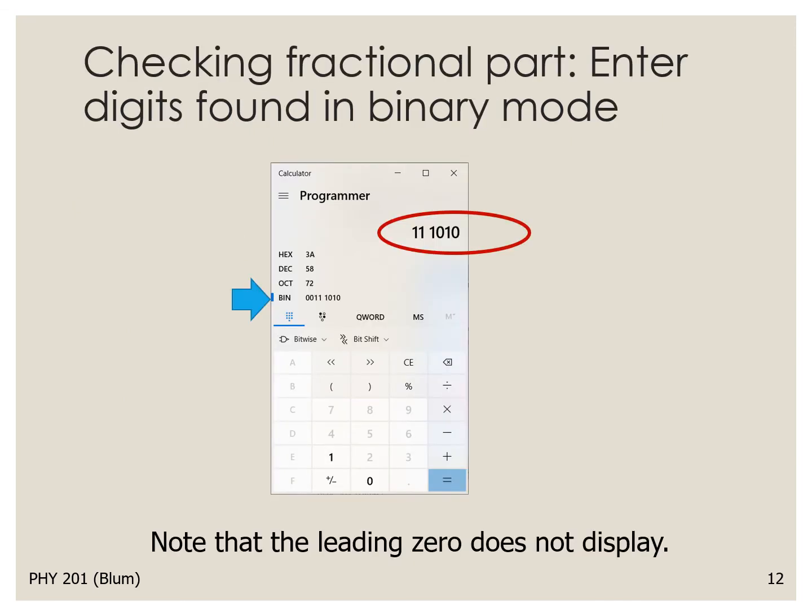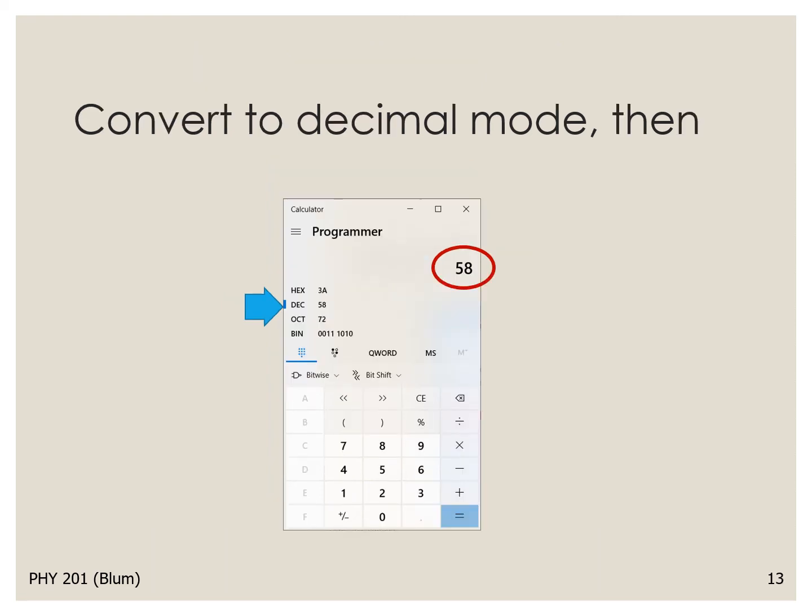Again, we're going to show a check and then show how that check can then be turned into a way to get the answer in the first place. So we're going to take the number that we found for the fractional part, the 011010101. Note that the leading 0 does not appear in the display. It was entered, but you won't see it here in the display. If we convert that binary result to decimal, we end up with 58.